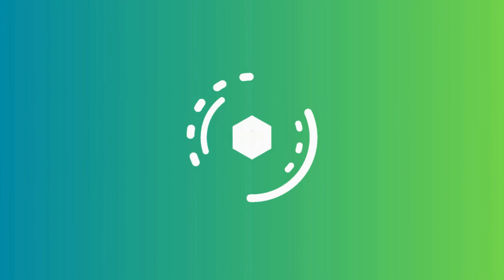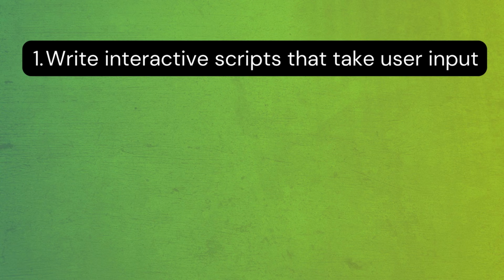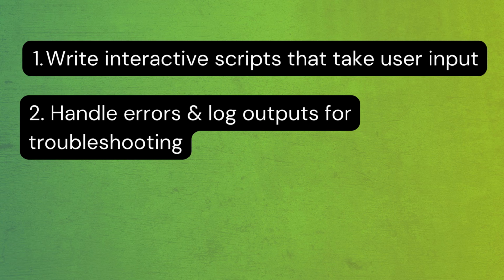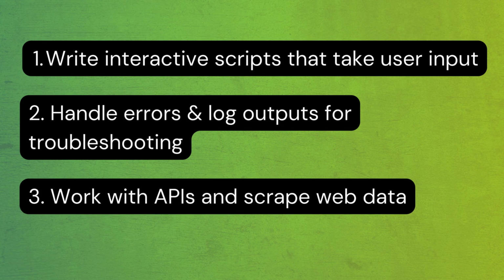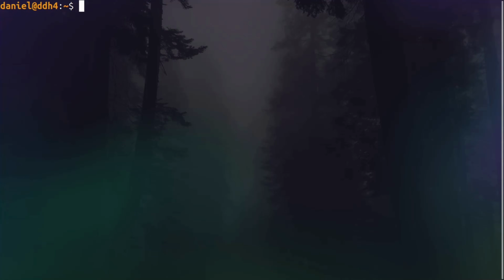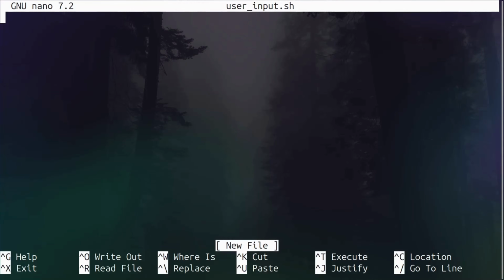In this section, we're leveling up to advanced bash scripting. You'll learn how to: 1. Write interactive scripts that take user input. 2. Handle errors and log outputs for troubleshooting. 3. Use bash to work with APIs and scrape web data. This is where bash scripting gets powerful. Let's jump in. Let's start by making interactive bash scripts that ask users for input.